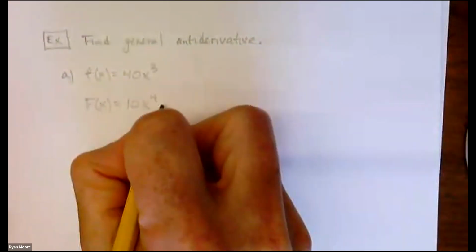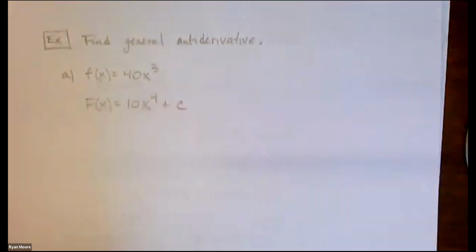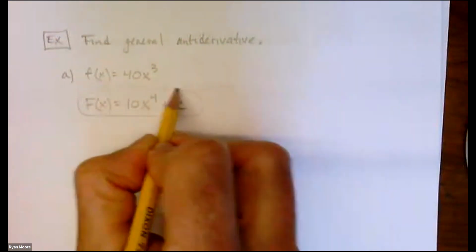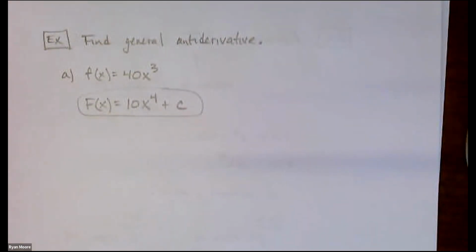And then we put the plus c because anything could have been added or subtracted off the end. There's our general antiderivative. Capital F of x equals 10x to the fourth plus c. There we go. All right.